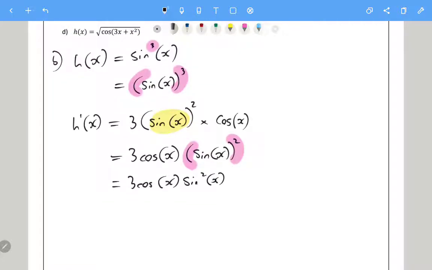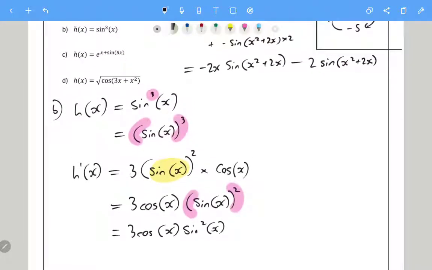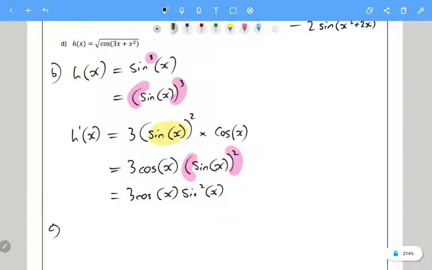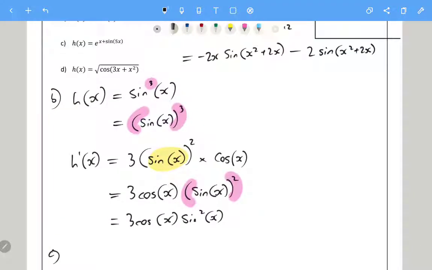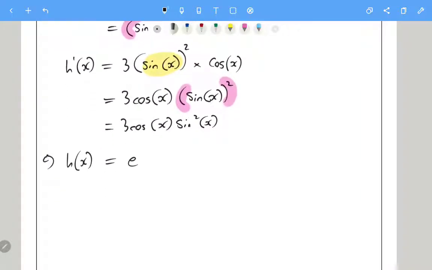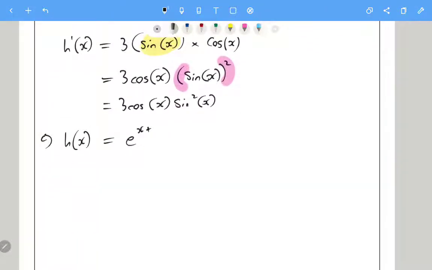Alrighty, so that's quite a different example. Let's have a look at C. C is an exponential with a trig function in the power. So let's do it. h of x is equal to e to the x plus sine of 5x.